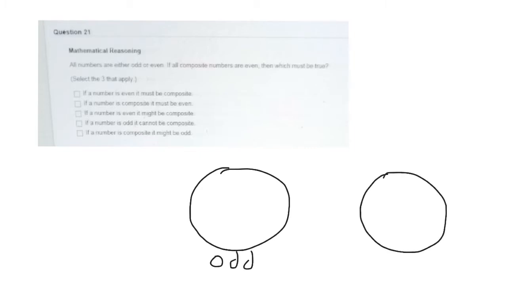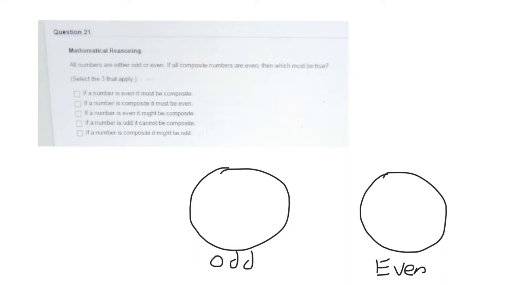All right, moving on. All numbers are either odd or even. If all composite numbers are even, then which must be true? Let's see. Okay, well, all numbers are odd or even. Here is the group of all odd numbers in this circle. Here is the group of all even numbers in this circle. Notice how these circles do not overlap because odd is mutually exclusive with even. You can't have a number that is both odd and even at the same time.